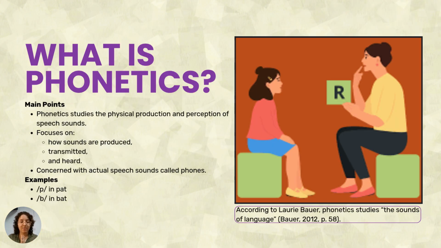What is phonetics? First, phonetics helps us study the physical production and perception of speech sounds. It focuses on how we produce the sounds, how we transmit them, and how we hear them. It is also concerned with the actual speech sounds called phones. For example, P and B. P in pat and B in bat. According to Laurie Bauer, phonetics studies the sounds of language.